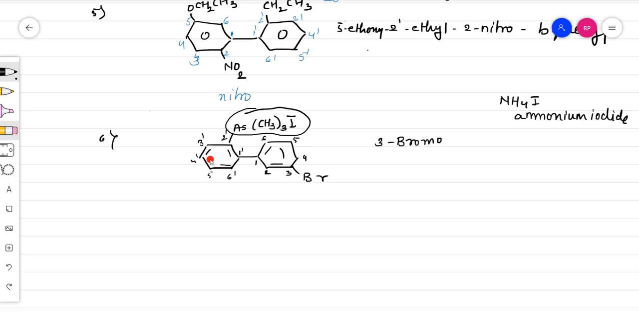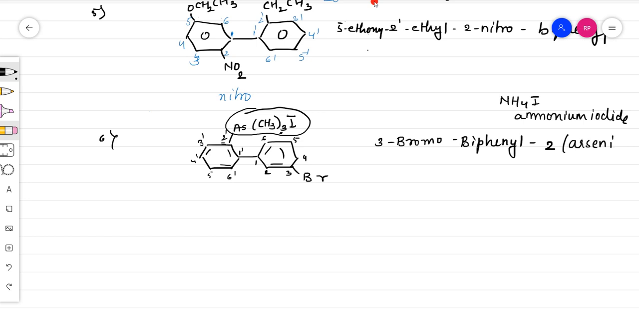Okay, and what is the group over here? CH3 thrice. So this becomes what? Trimethyl arsenium iodide. And what is the position now? 2. Because this is a salt form and now this is one of the substituents. So 2 arsenic, this is one of the substituents. Okay, so we will write 3 bromo biphenyl 2, because it is attached at the second position.